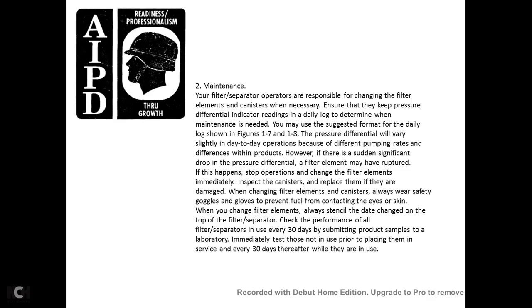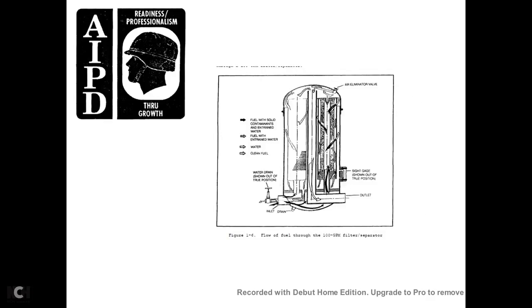Check the performance of all filter separators at every use or every 30 days by submitting a sample to the laboratory. Immediately test those not in use prior to placing them in service, and every 30 days thereafter while they are in use. Figure 1.6 shows the flow of the fuel through the 100-gallon filter separator. The black arrow shows the fuel with solid contaminants entering. The semi-shaded arrow shows the fuel entering with water. The two arrows show water and clean fuel. The air eliminator valve and sight glass are shown in the off position. The outlet and water drain are shut off, in the true position.